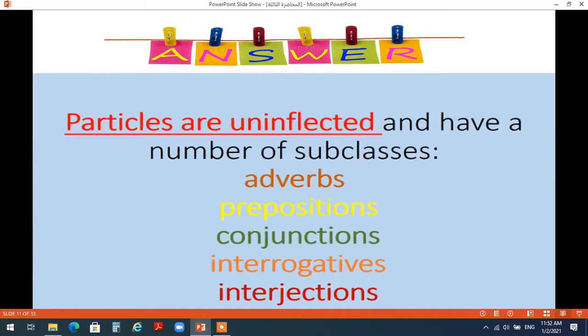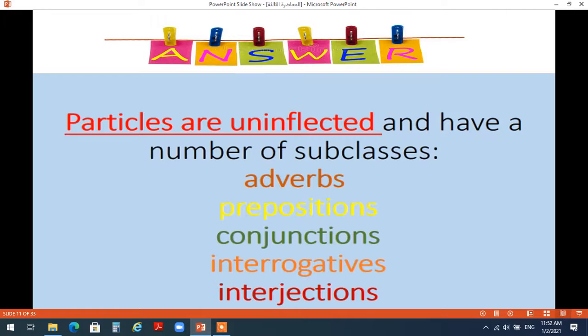The answer to this question is that particles are uninflected. يعني الأحرف أو الحروف في اللغة العربية لا يطرأ عليها أي تغيير، لا تتأثر بأي مؤثر خارجي سواء كان النمبر أو الجندر أو التنس أو المود أو الفويس. كل هذه الكاتيجوريز لا تؤثر على فئة الحروف باللغة العربية. إذا تبقى الحروف غير خاضعة للتغيير، تبقى ثابتة كما هي.